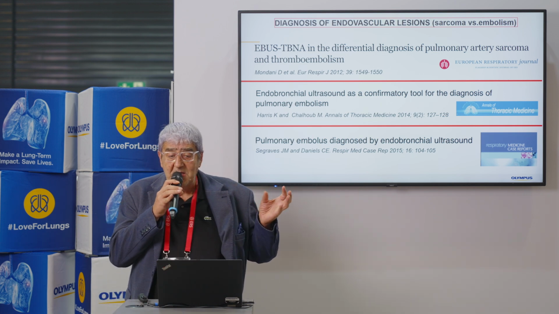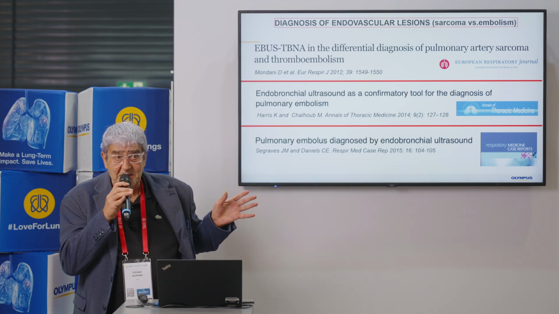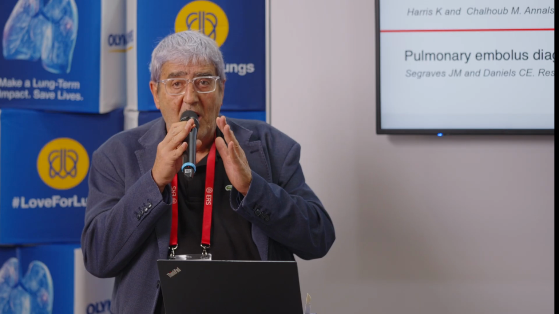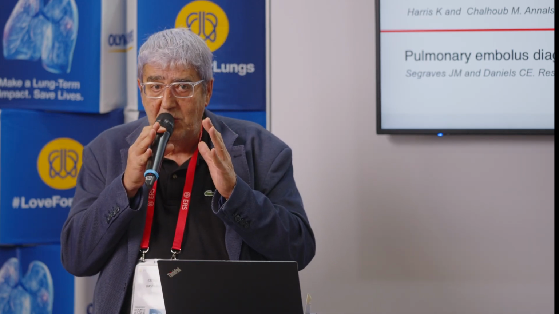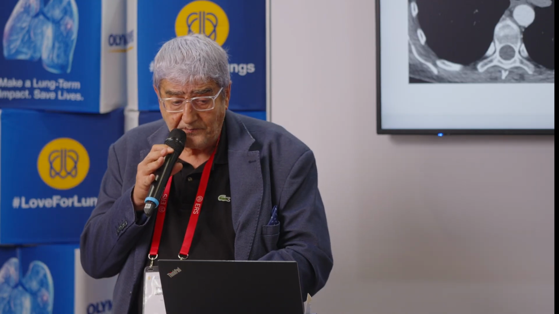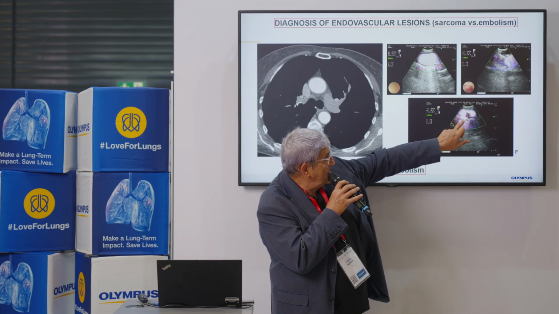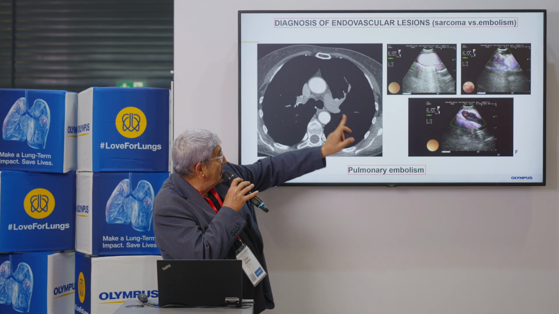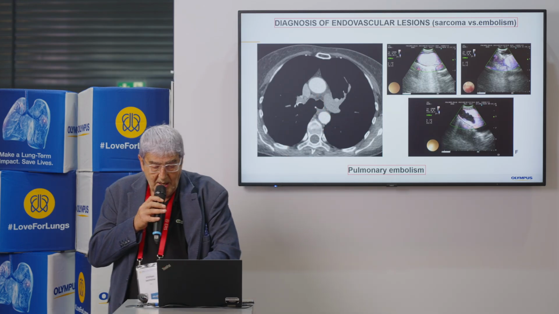What about the diagnosis of endovascular lesions? There are a lot of papers in the literature that report the differential diagnosis of sarcoma versus pulmonary embolism using EBUS-TBNA. Well, this is a pulmonary embolism. You can see here the embolus, very well visualized with the echo-bronchoscopy. And this is the embolus.